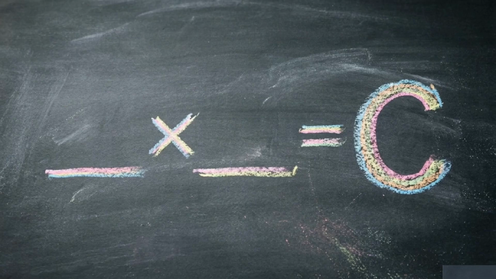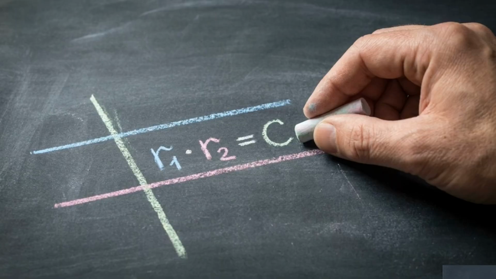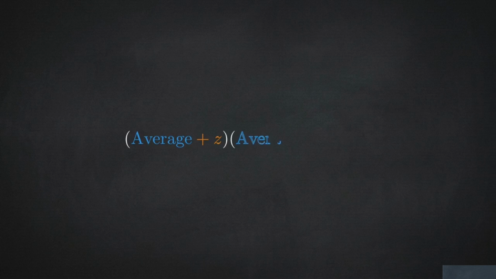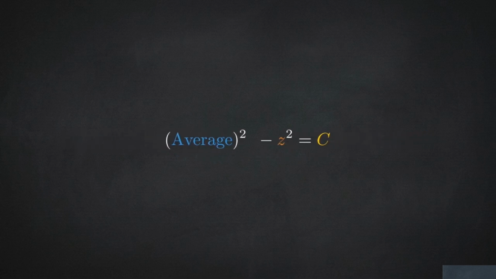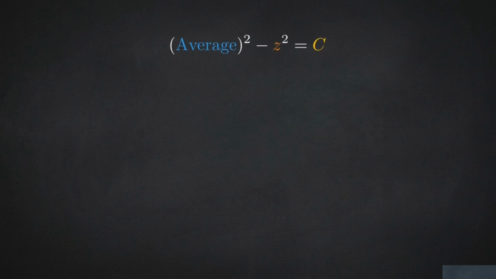To find that distance, we look at the second absolute rule. Our 2 roots must multiply together to equal the final number, c. We set up the multiplication. The average plus z multiplied by the average minus z equals c. Because these terms are identical except for the plus and minus, they form what algebra calls a difference of squares. When you multiply them, the messy middle terms cancel out perfectly. The equation collapses into something remarkably simple. The average squared minus z squared equals c.